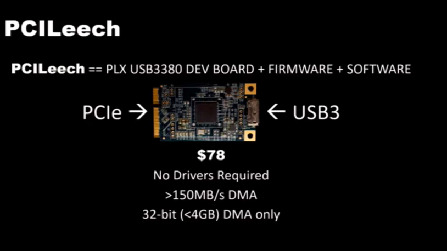And with this piece of hardware, I'm able to get well over 150 megabytes per second DMA transfer speeds. Unfortunately, this chip is only capable of 32-bit addressing, and that means that you're only able to access the lower 4 gigabytes of memory with this card. As we'll see later on, that's not really a problem in practice.